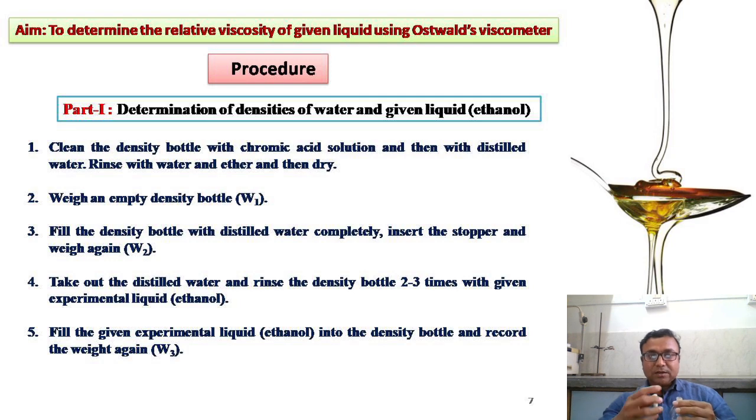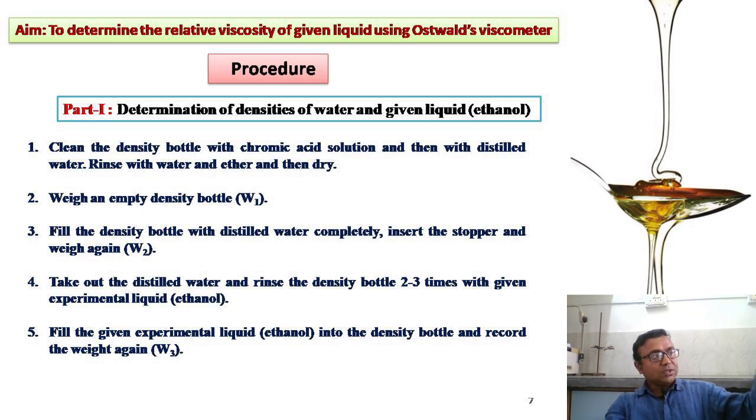Then after cleaning and rinsing with the experimental liquid, fill the given experimental liquid, that is ethanol, into the density bottle completely, then insert the cap, dry it again with paper and note down the weight as W3. W1 is the weight of the empty density bottle, W2 is the weight of the density bottle with water, and W3 is the weight of the density bottle with the given liquid, that is ethanol. So you have taken three readings, W1, W2, W3, and using these weights we can easily calculate the density of water and ethanol by the known formula, mass per unit volume.